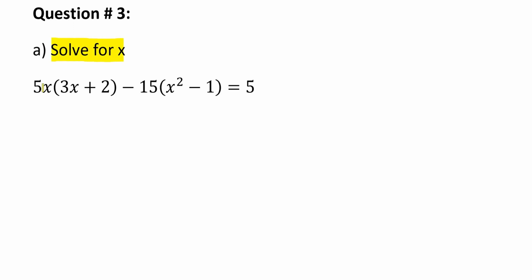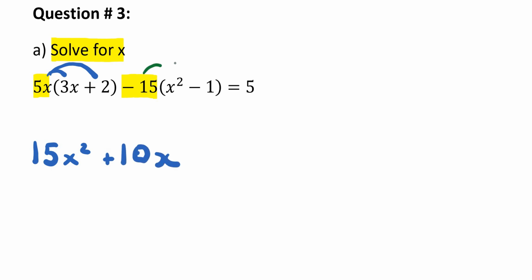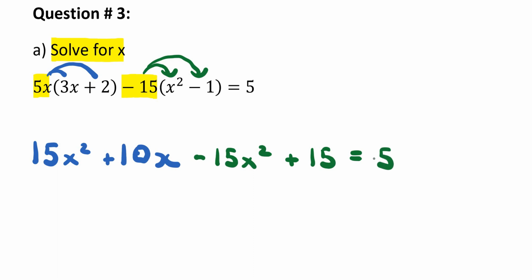So this time I have 2 brackets now, so I have a 5x there and a negative 15. So be careful when you distribute. So 5x times 3x will be 15x squared, plus 5x times 2 will be positive 10x. And then the negative 15 times the x squared gives you the negative 15x squared. And negative 15 times negative 1 gives you positive 15, and that's going to equal positive 5 on the right hand side there.